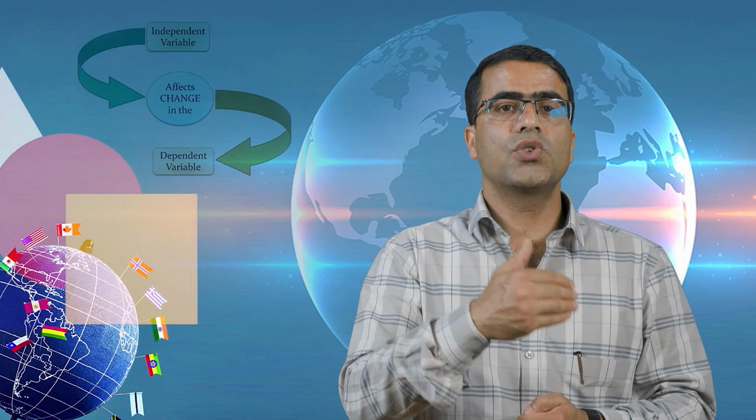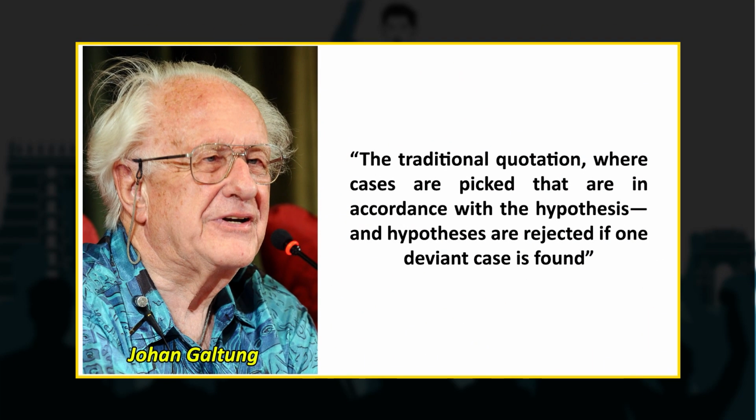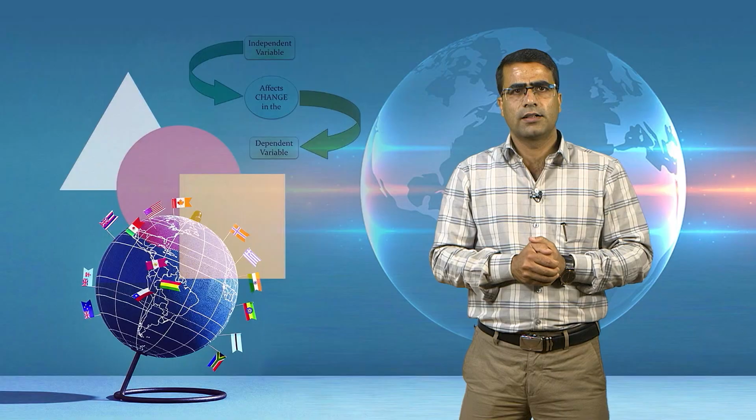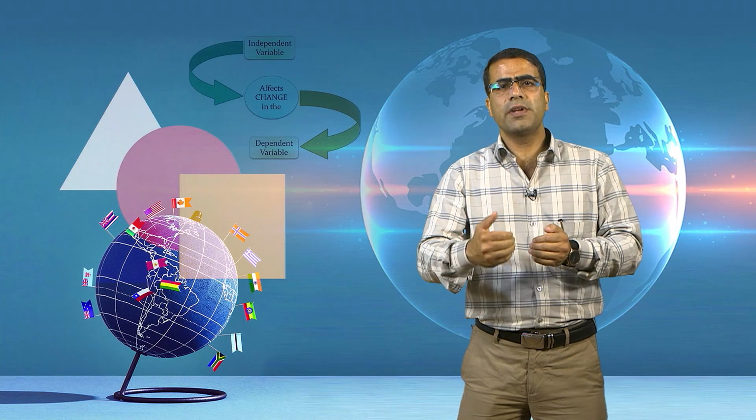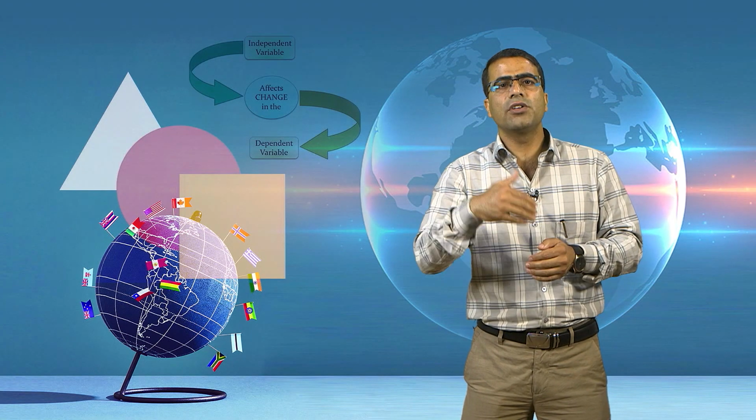The second general comment concerns a dangerous but tempting fallacy in the application of comparative method, the fallacy of attaching too much significance to negative findings. Dear students, comparative method should not lapse into what Johan Galtung calls the traditional quotation, where cases are picked that are in accordance with the hypothesis and hypotheses are rejected if one deviant case is found. All cases should of course be selected systematically, and the scientific research should be aimed at probabilistic and not universal generalizations.